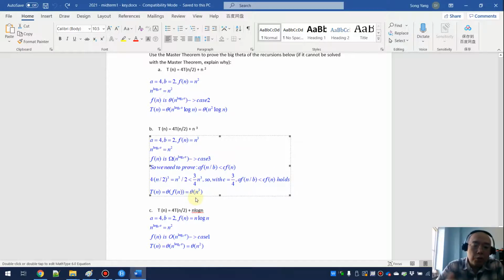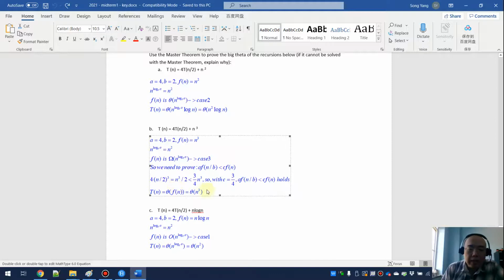You have to prove that, given the information of a, b and f(n), a times f(n divided by b) is smaller than c times f(n), and this c has to be smaller than 1. Can we really prove that? So let's plug in the a value as 4, and n divided by b, which is n divided by 2, to the power 3. And then this is n cubed divided by 2.